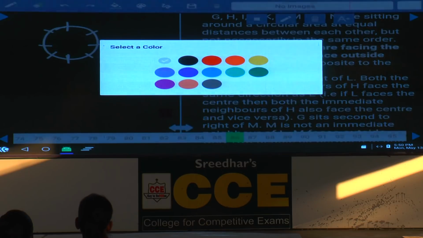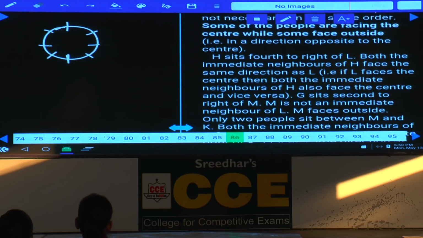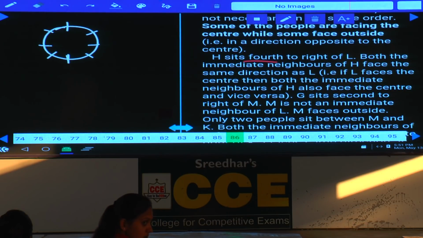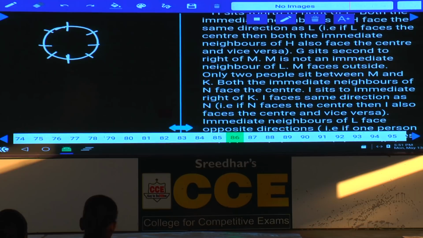And now first we need to check whether any person is facing towards the center or away from the center, isn't it? Then H sits 4th to the left of L. As H is 4th to the left of L, H and L are opposite to each other. Among these 8 persons, 4th left or 4th right is nothing but opposite. And immediate neighbors of H face the same direction. As of now, we do not have any information regarding any direction here.